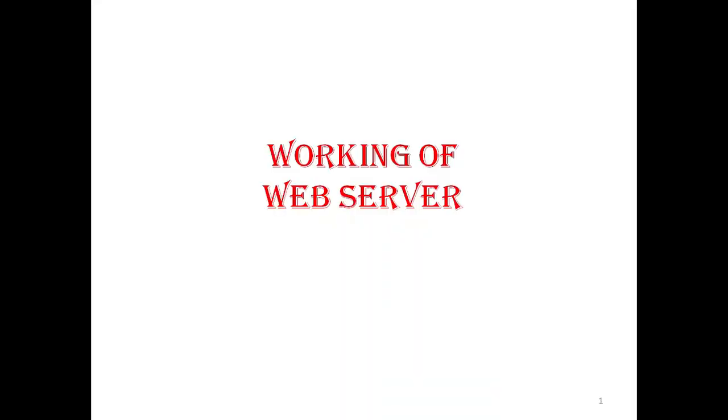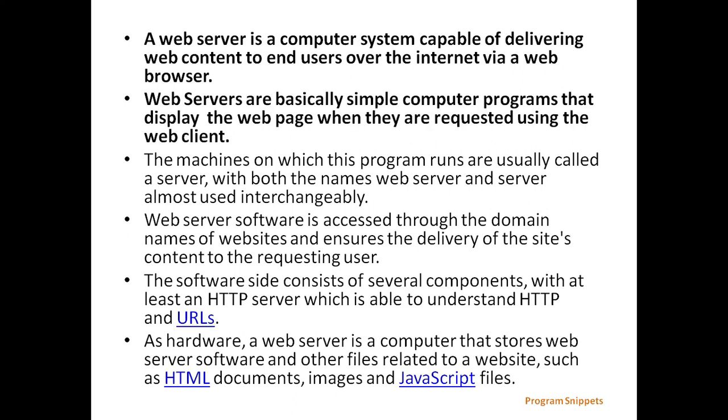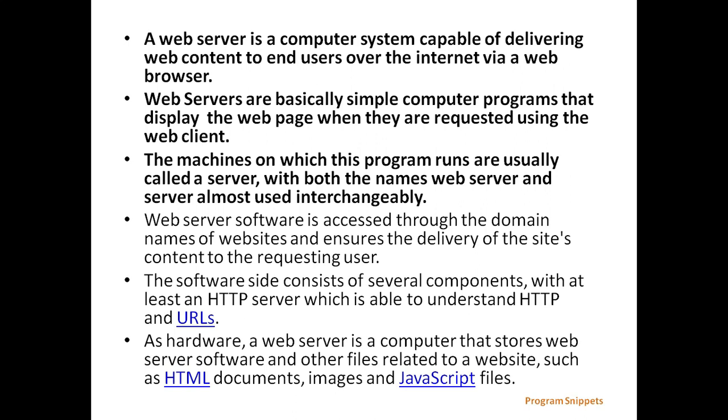Here we will see the working of a web server. A web server is a computer system which is capable of delivering web content to end users over the internet via a web browser. Web servers are basically simple computer programs that display a web page when they are requested using the web client. The machines on which this program runs are usually called a server.